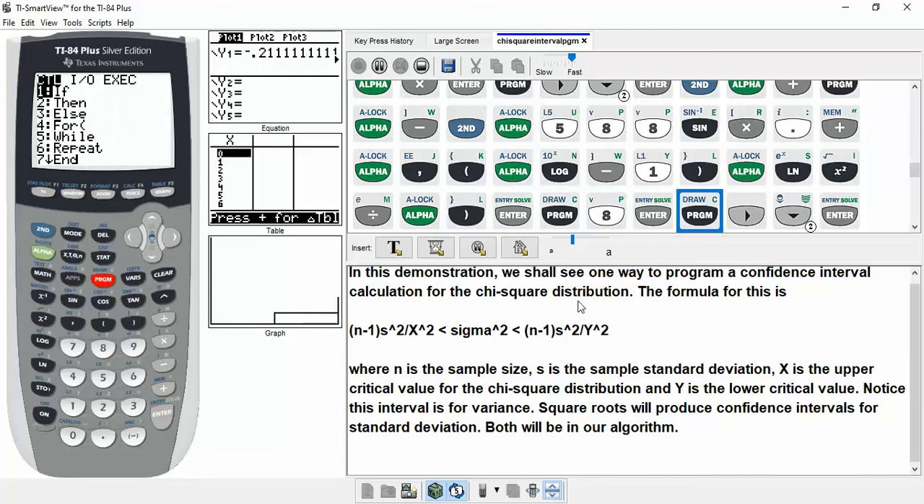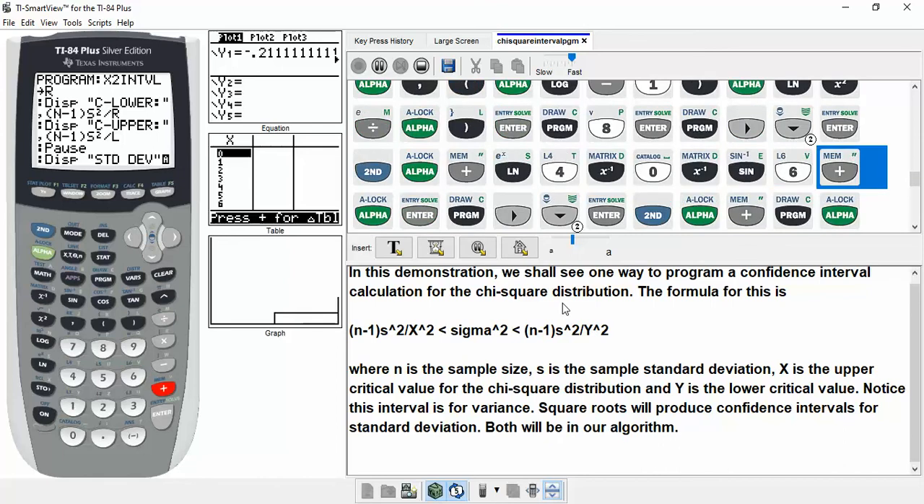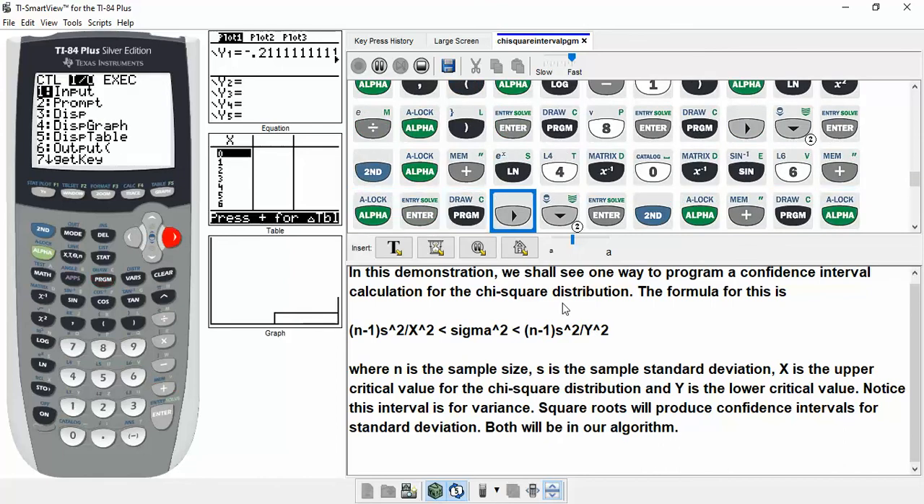Okay, so we're going to pause this, because remember, we're also going to output not only the confidence interval for the variance, but we're also going to output the confidence interval for the standard deviation in case you're looking for both. So we're going to repeat this, except this time we're going to do a pause, so you have time to write down your results. And now we're going to have the calculator display a short little message that says, hey, the next results are for the standard deviation.